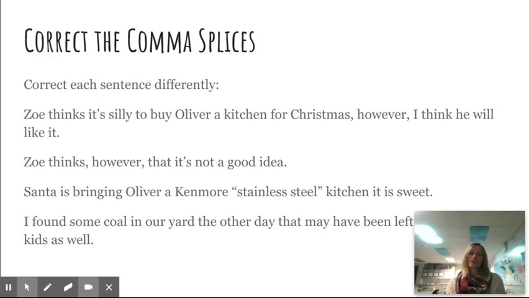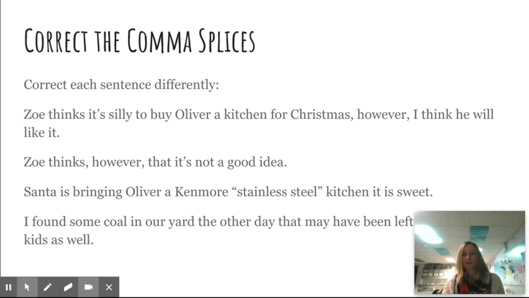Zoe thinks it's silly to buy Oliver a kitchen for Christmas. However, I think he will like it. So this is considered a comma splice because we have a complete sentence on one side and a complete sentence on the other side. Zoe thinks it's silly to buy Oliver a kitchen for Christmas. Complete thought. I think he will like it. Complete thought. Okay. So realistically, even if "however" weren't in there and you just put a comma, it's considered a comma splice or a run-on, whatever you want to call it.